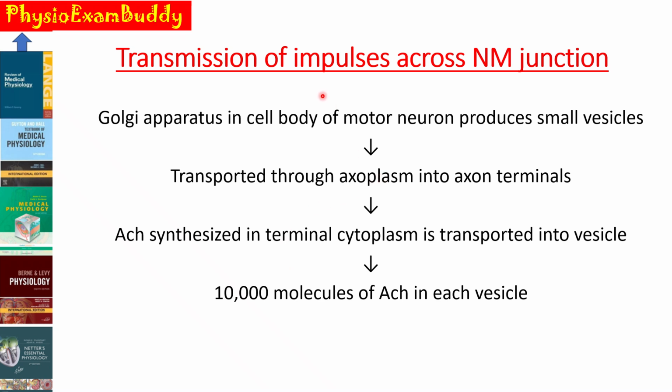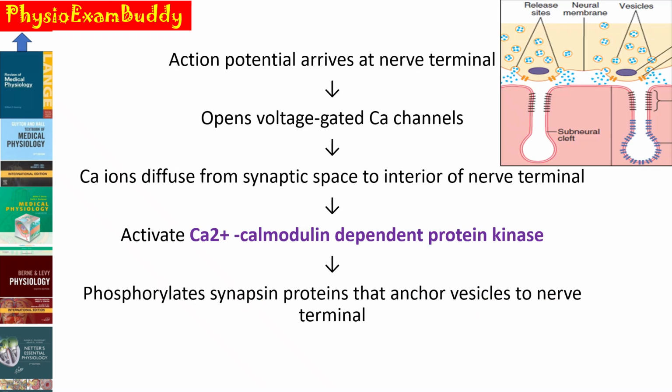Regarding the transmission of impulses across the neuromuscular junction: the Golgi apparatus in the cell body of a motor neuron produces small vesicles, which are transmitted through the axoplasm into the axon terminus. In the axon terminus, acetylcholine is synthesized in the terminal cytoplasm and transported into these clear vesicles, and each vesicle contains around 10,000 molecules of acetylcholine.